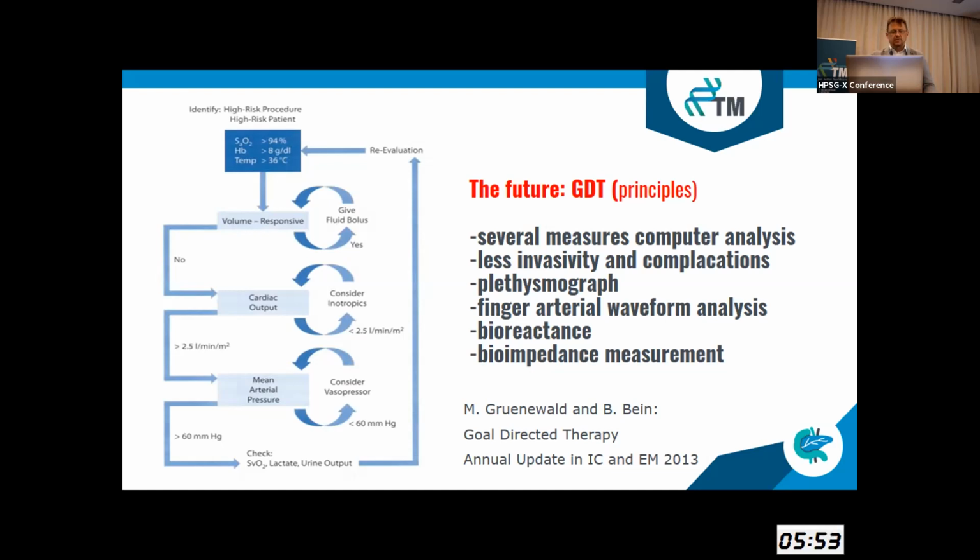In this case, you have to administer a fluid bolus. The second step is measuring contractility and how we can influence the contractility. And only the third step is the use of vasoactive therapy. In this case, we are administering mainly noradrenaline.